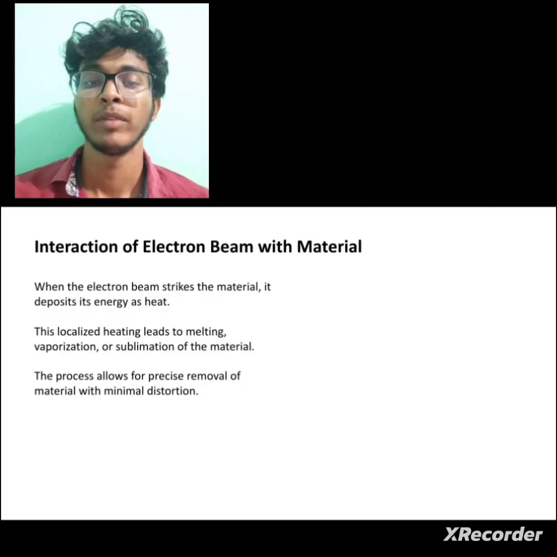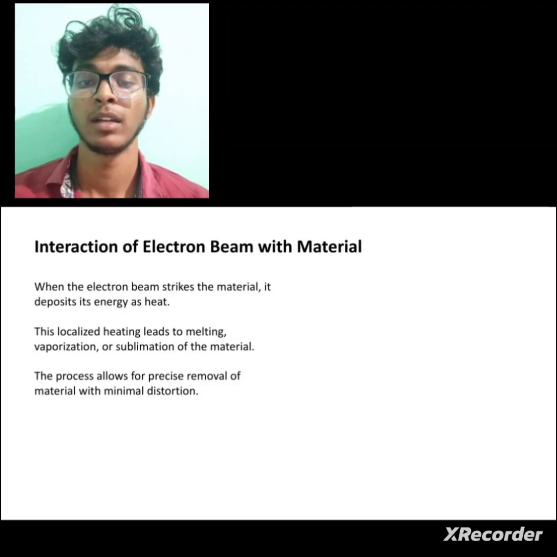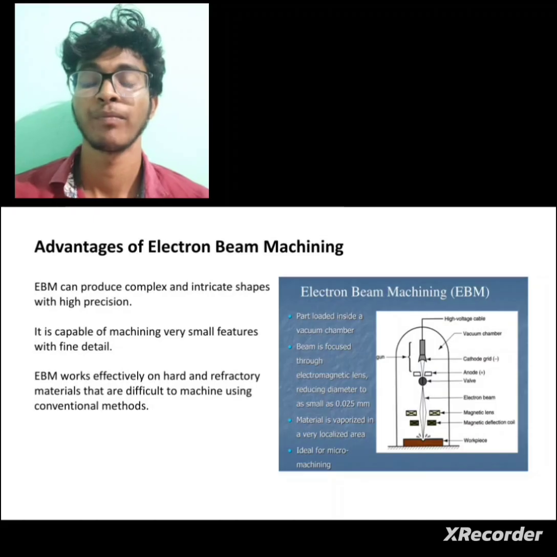Interaction of electron beam with material. When the electron beam strikes the material, it deposits its energy as heat. This localized heating leads to melting, vaporization, or sublimation of the material. The process allows for precise removal of material with minimal distortion.